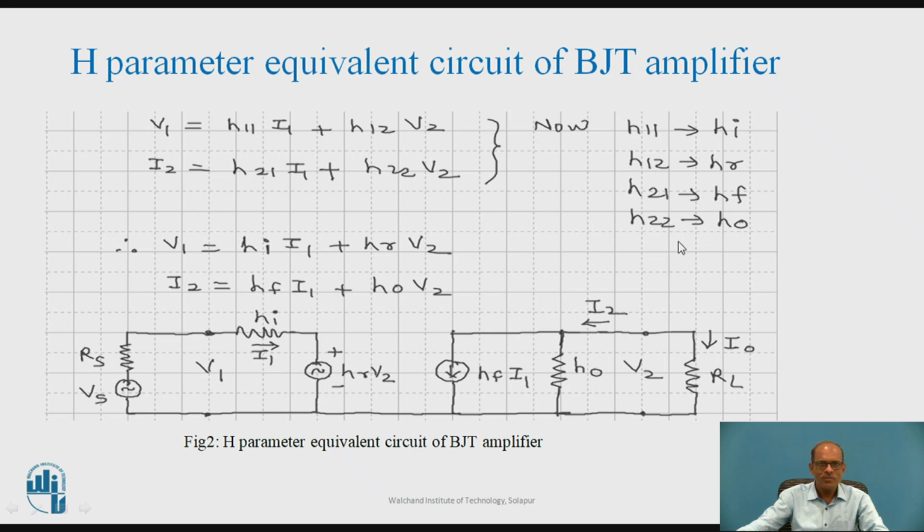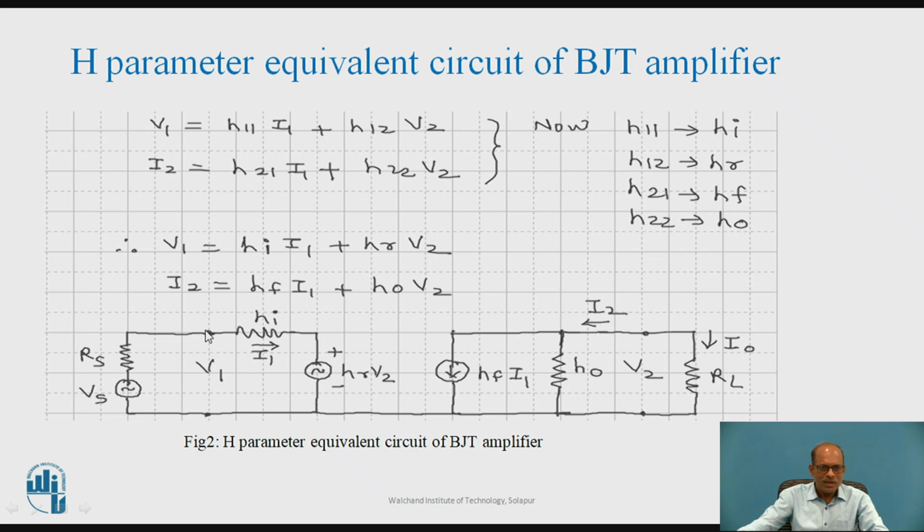So using this, replacing H11 by HI, H12 by HR, H21 by HF and H22 by HO, we can write down the basic two equations as V1 is equal to HI I1 plus HR V2, and I2 is equal to HF I1 plus HO V2. And now we have to draw a circuit which satisfies these two equations, and that will be the H parameter equivalent circuit. Now figure 2 shows the H parameter equivalent circuit of the BJT amplifier.